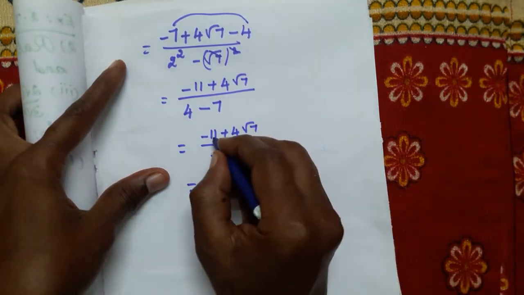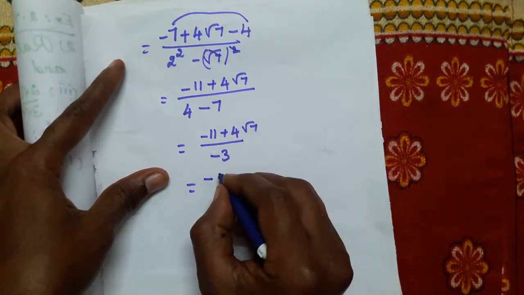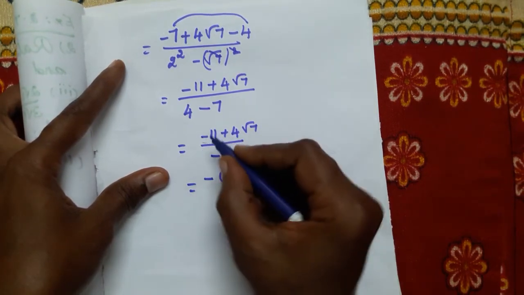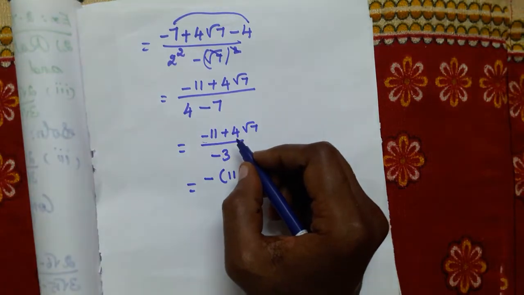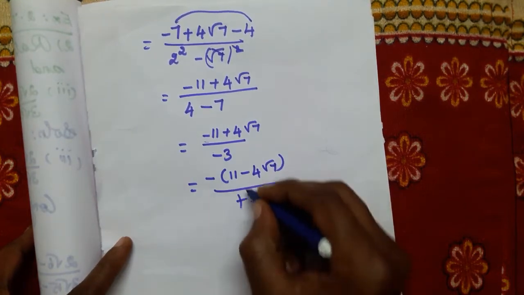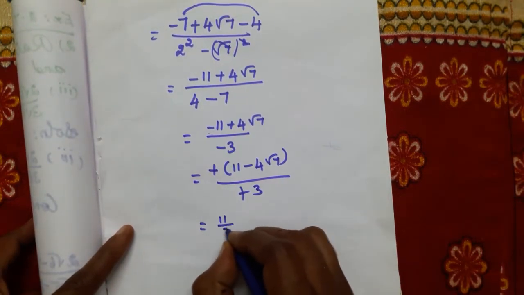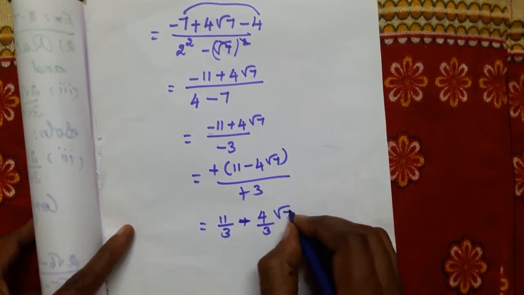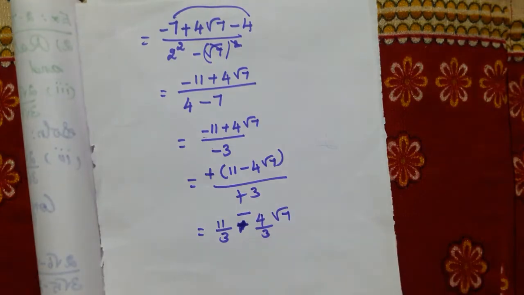When we take the minus commonly outside, what are we getting? Positive will be changed to negative, negative will be changed to positive. So 11 minus 4 root 7 divided by minus 3, it will be cancelled. So we can write 11 by 3 minus 4 by 3 root 7.